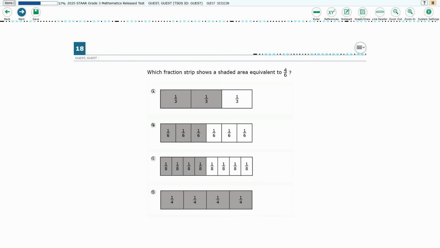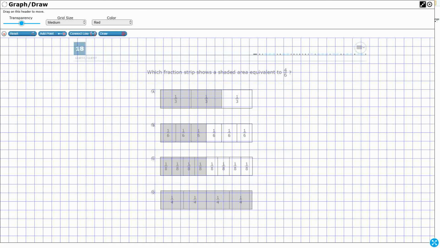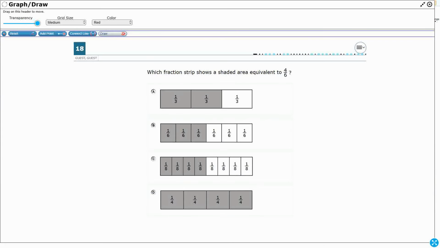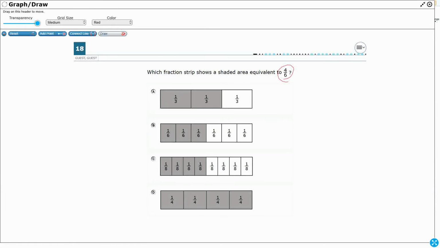For number 18, we are looking at 3.3f. We are representing equivalent fractions. And this one wants us to find an equivalent fraction that is equal to 4/6. Well, I don't see 4/6. I see 2/3. Let's just go ahead and name these fractions. I see 3/6. So the denominator is right. I see 4/8. Okay, the numerator is at least the original. And then I've got 4/4.